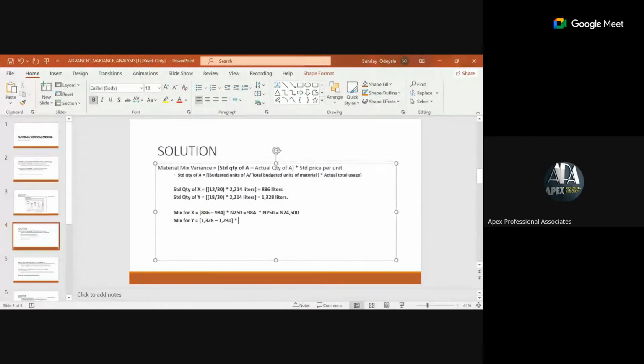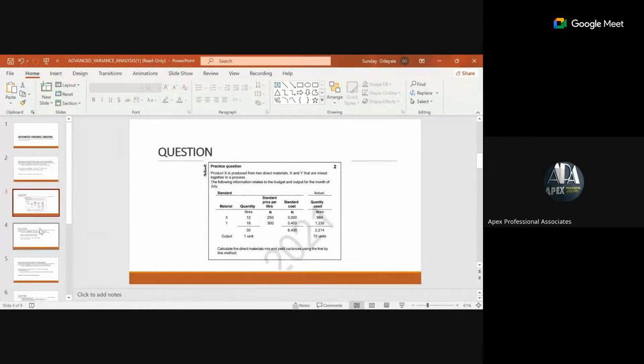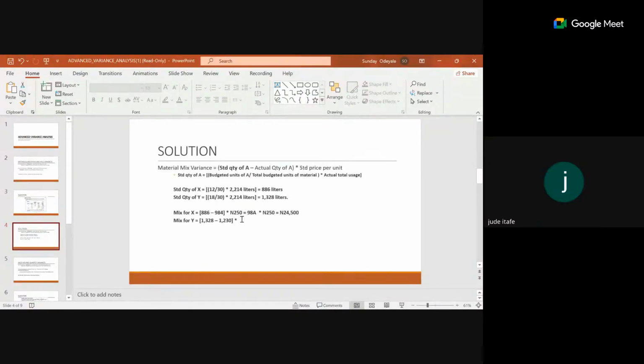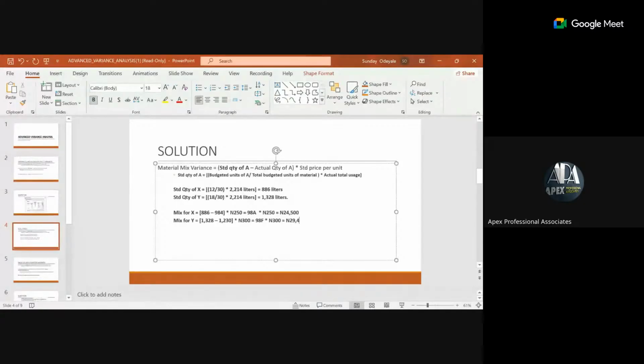Now multiplied by, how much is the standard price here? We have 98 favorable. We have it to be 300. Now definitely we are going to get 98 favorable at 300, and the answer is going to be what? 29,400. Yeah, favorable and adverse.